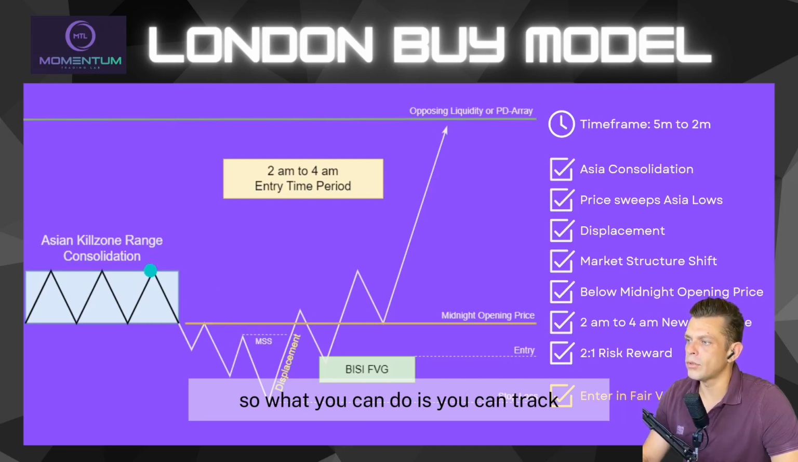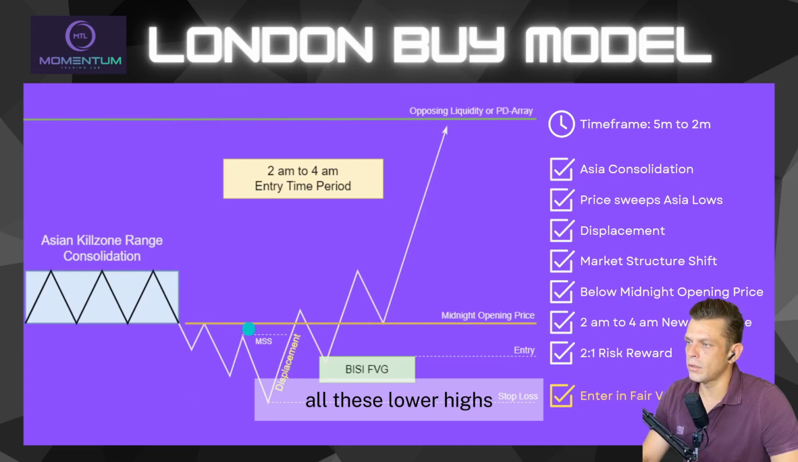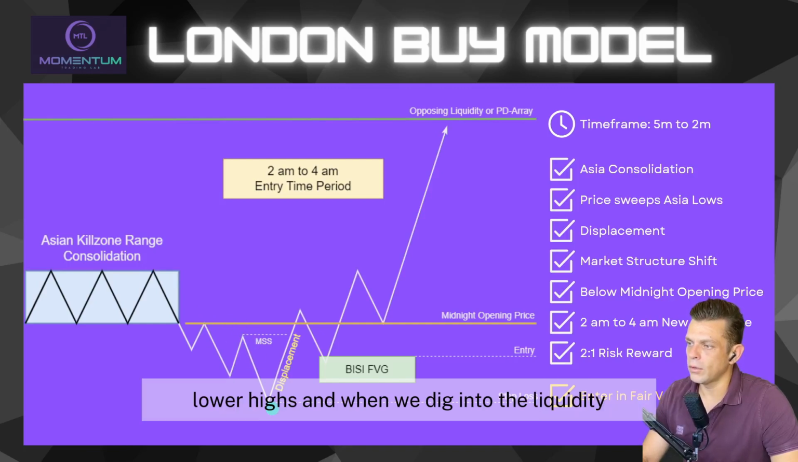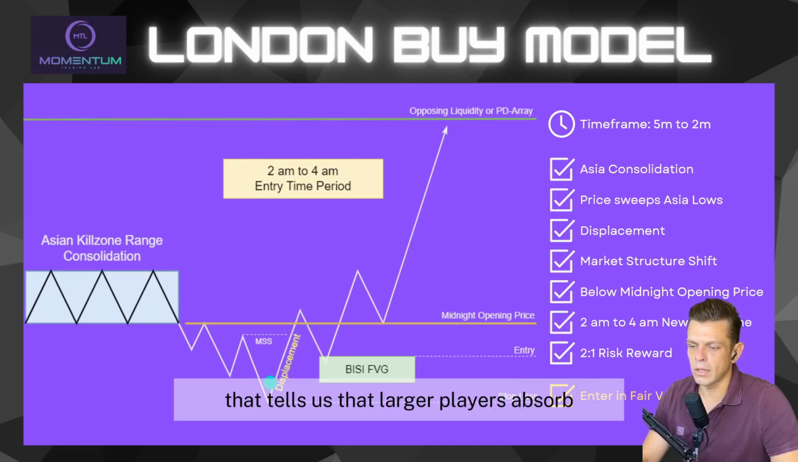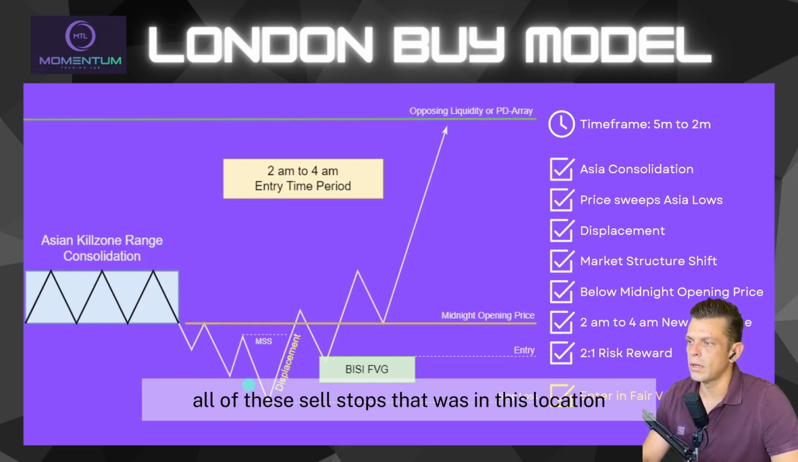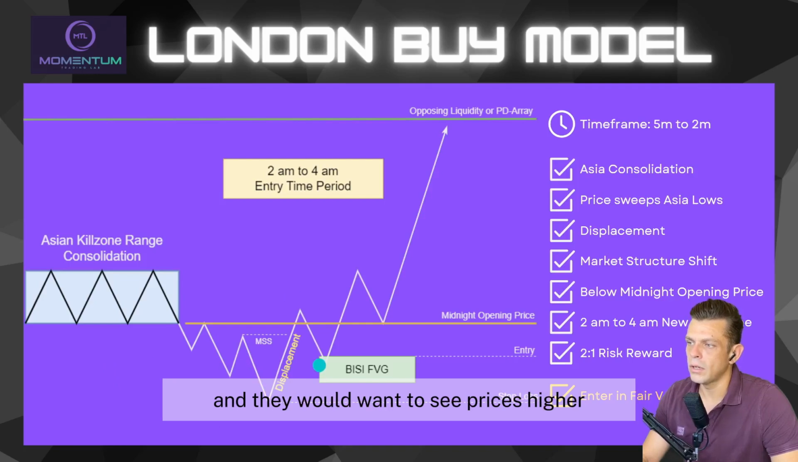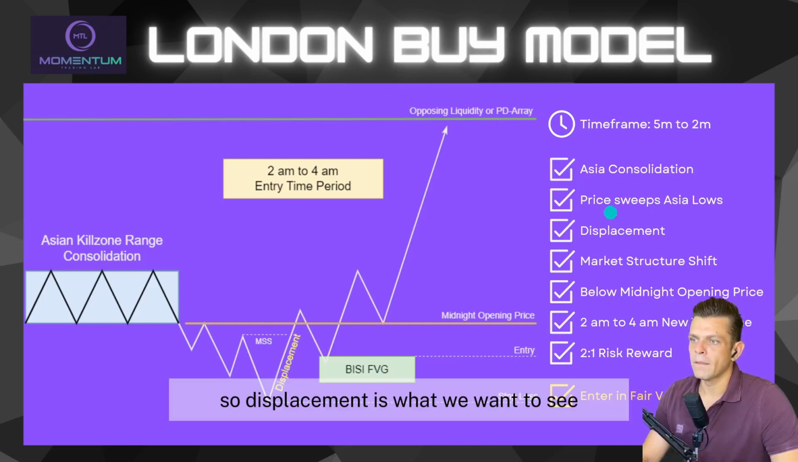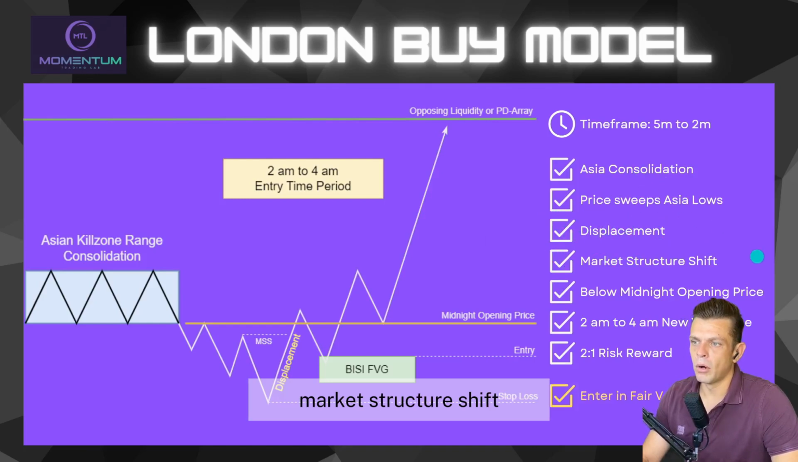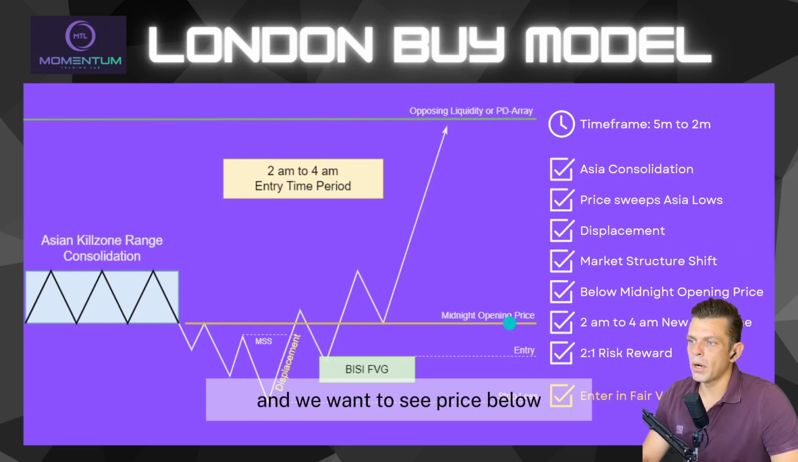So what you can do is you can track all these lower highs. And when we dig into the liquidity and we get strong displacement out of this level, that is the smart money footprint. That tells us that larger players absorbed all of these sell stops that were in this location, and they would want to see prices higher so they can pair their positions with the buy stop liquidity above. Right, so displacement is what we want to see, market structure shift, and we want to see price below the midnight opening price. That's very important.